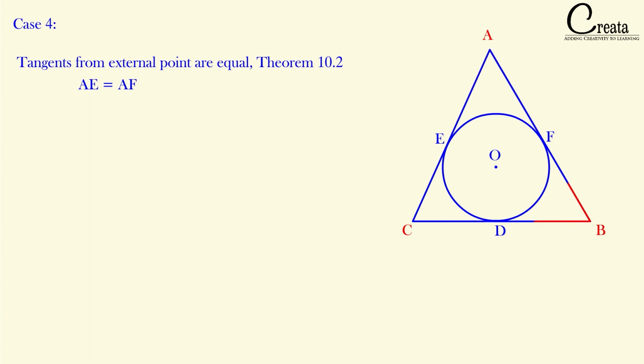Similarly, from the point B, these are the two tangents which will be equal to each other. And from the point C, these are the two tangents which will be equal to each other. So we have applied theorem 10.2.